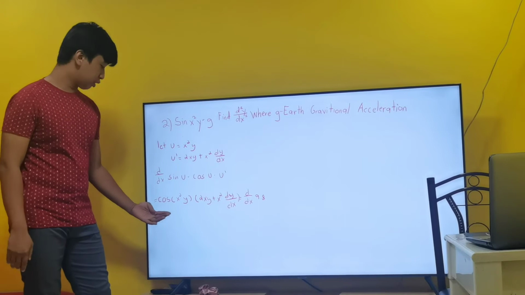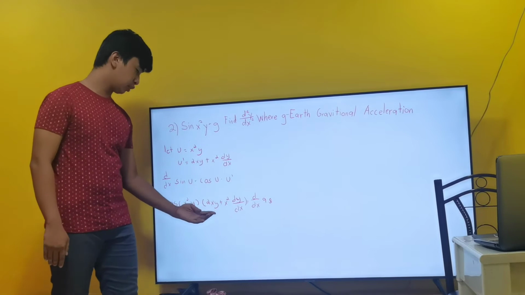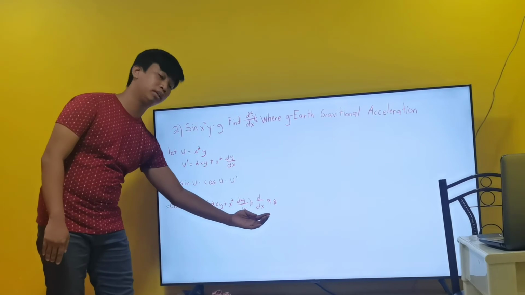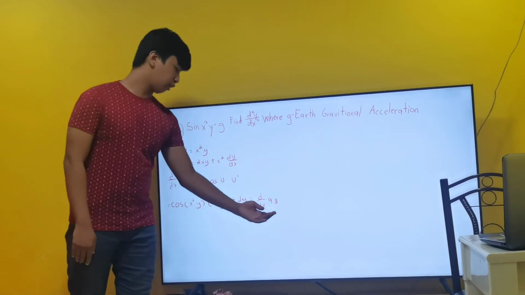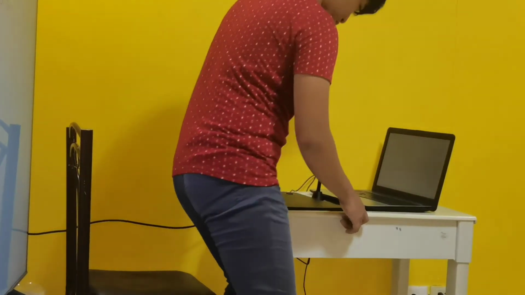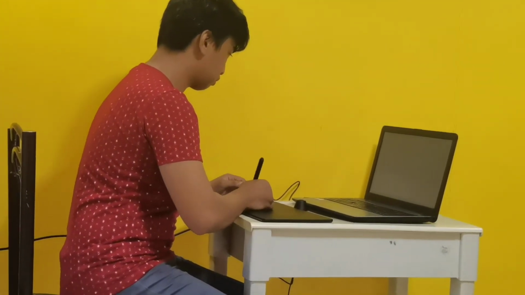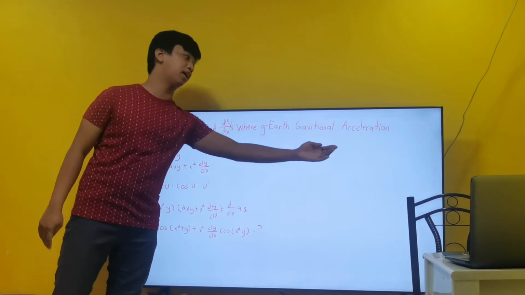Then it will become cos(x squared y) times (2xy plus x squared dy over dx) is equal to d over dx of 9.8. So let me ask you, where did this 9.8 come from? So, the 9.8 here came from Earth's gravitational acceleration.